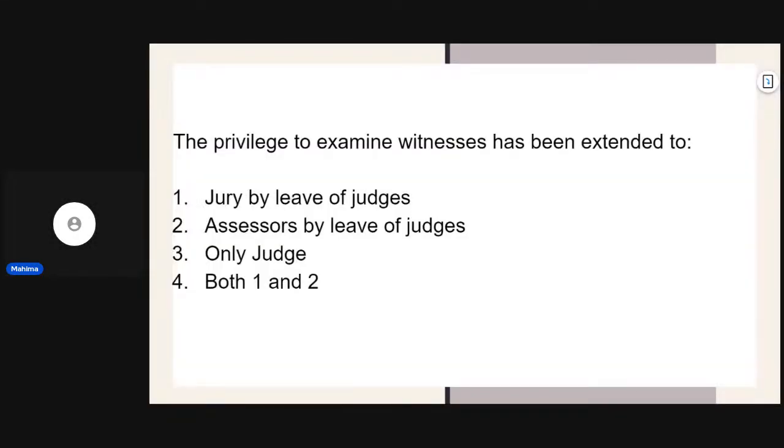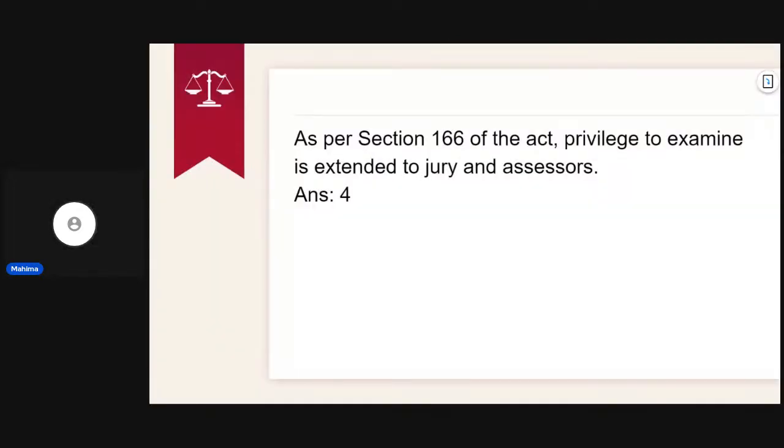Okay. The privilege to examine witnesses has been extended to jury by the leave of judges, assessors by the leave of judges, only judge, both one and two. Come on, guys, this is a very easy question. This is the easiest, I think, so far. Apart from the first few questions, this is the easiest. It got very heavy because we had a lot of illustrations. It is option number 4, both 1 and 2. It is mentioned under section 166. Both 1 and 2 have the right to get the witnesses examined. Yes, Pritika is right, Prachi is right.